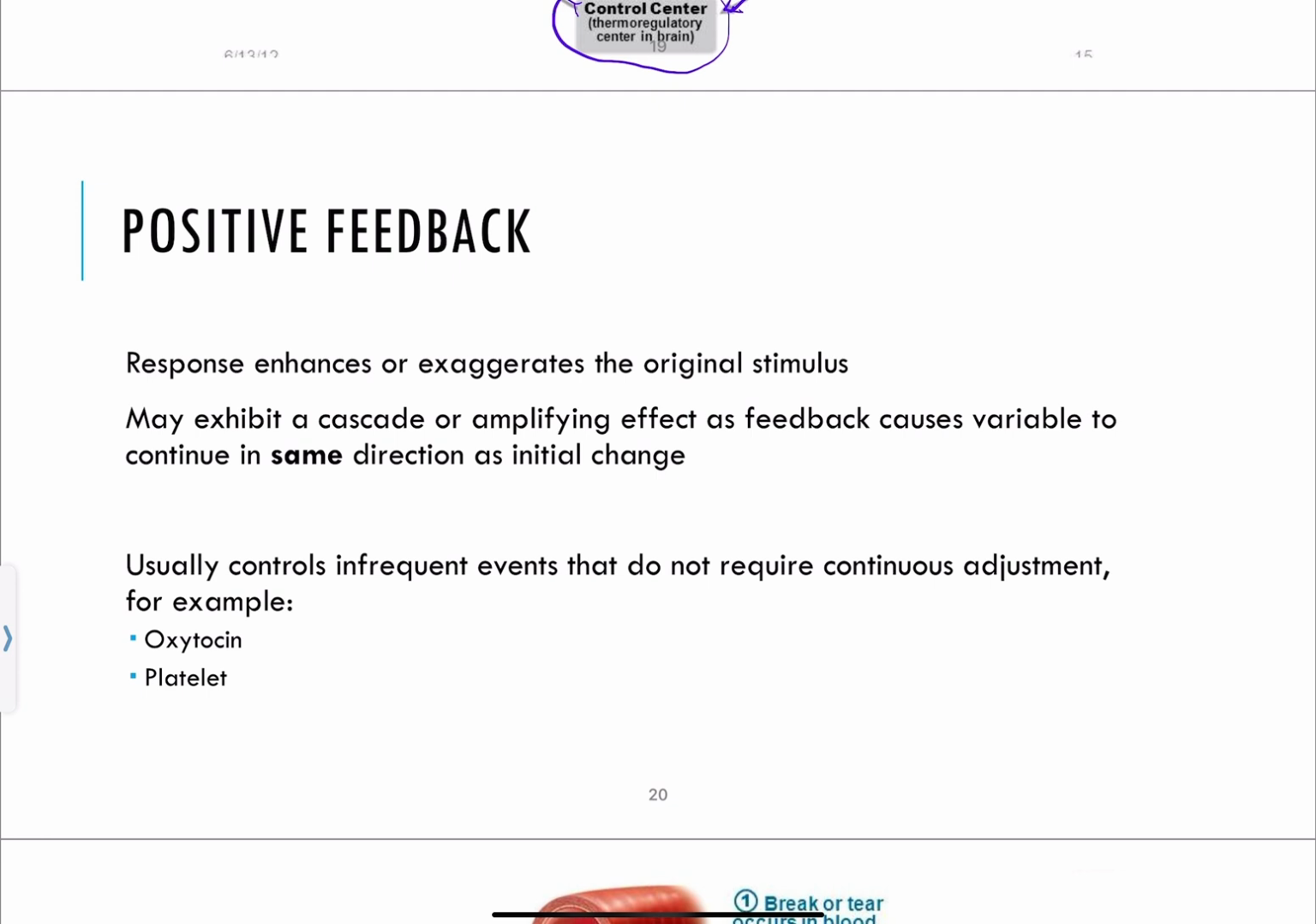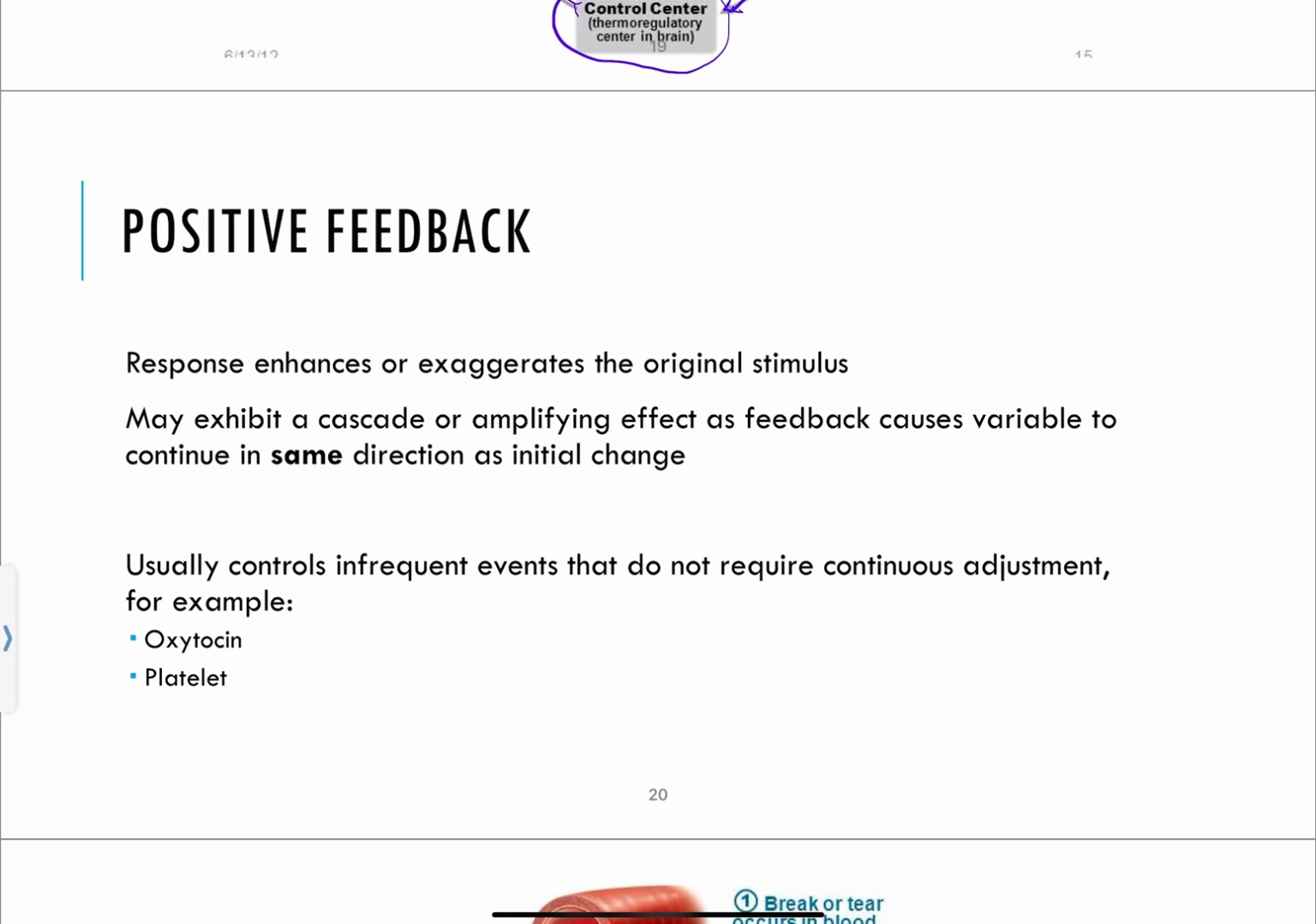You can exhibit some sort of cascade or amplifying effect as a feedback causes the variable to continue in the same direction as the initial change, so causing it to move further away from the baseline or the original value. Not a whole lot of examples when we talk about the human body, but there are two that you'll talk about in AMP2. One is oxytocin, which acts to intensify labor contractions during childbirth.